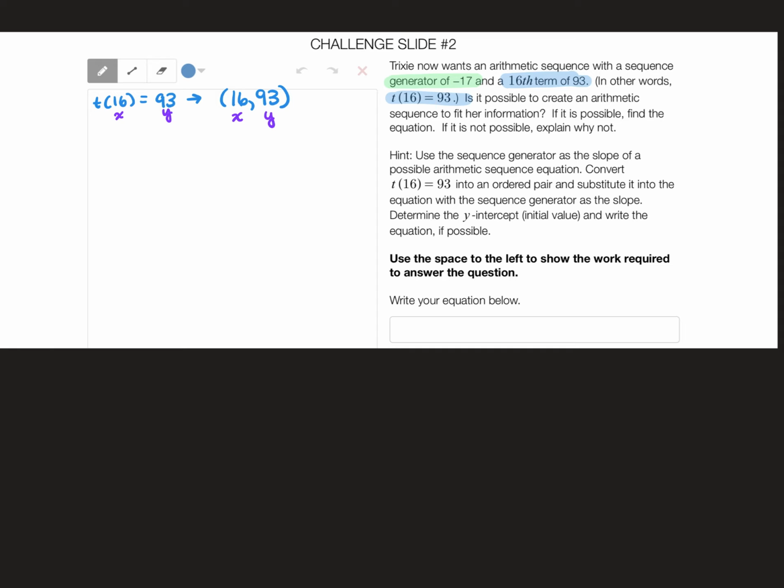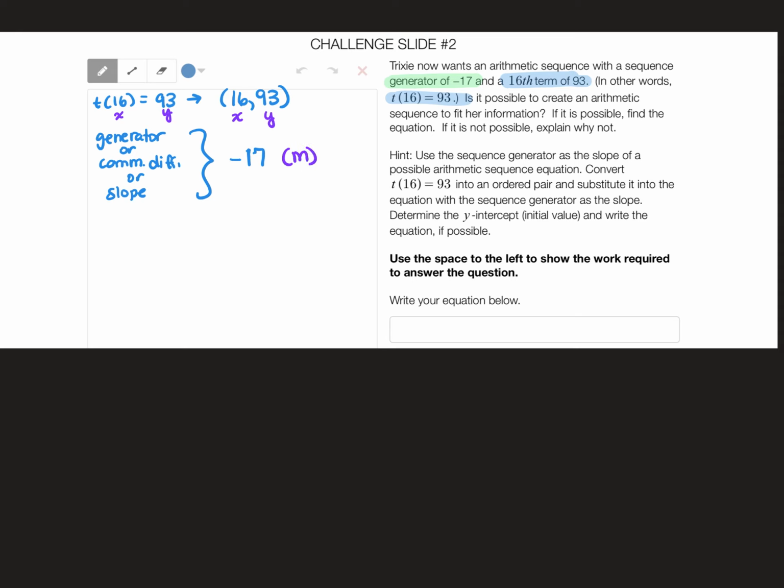We are also told what our slope is, right? We're told that our generator, which is the same as your common difference, which is the same as your slope, those are all the same thing, is -17. So we can think of that as our m in our equation. So we have x, y, and m.